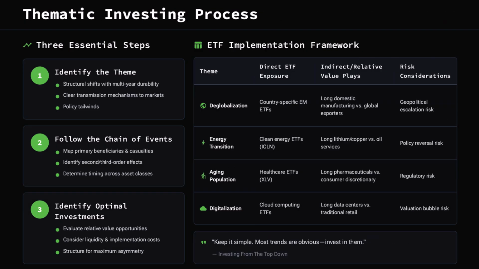Once you've identified a powerful theme, follow this three-step implementation process. First, identify the theme itself, ensuring it has multi-year durability, clear transmission mechanisms to markets, and policy tailwinds. Second, follow the chain of events. Map primary beneficiaries and casualties, then anticipate second and third-order effects across asset classes. Third, identify optimal investments. Evaluate relative value opportunities while considering liquidity and implementation costs, always structuring for maximum asymmetry.